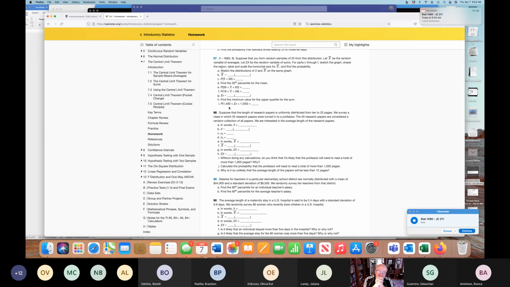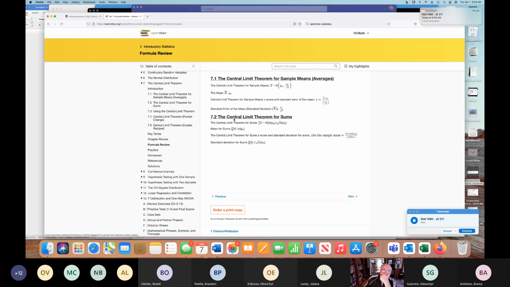So are we looking at the sum of lengths? Or what are we looking at? We're interested in the average length, so it's not the sum of lengths. So if I go here, am I using 7.1 or 7.2? 7.2. I said they're interested in the average length. So we're interested in X bar.